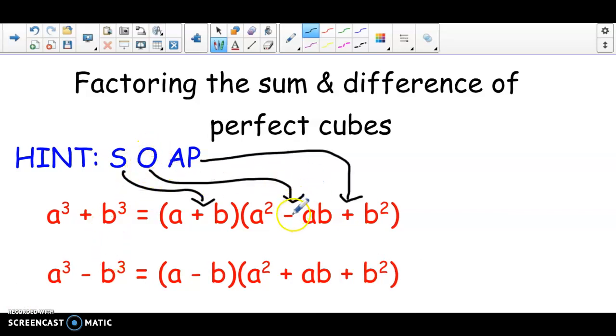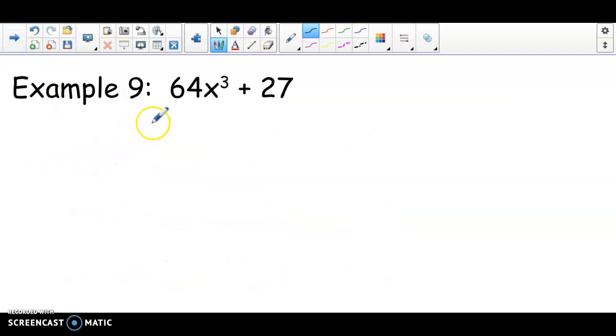So the second sign is going to be the opposite from what the original one was, or from what's in the first parentheses. And then the last sign in your trinomial is always positive. Same sign, opposite sign, always positive. And it doesn't matter whether it's the sum of two perfect cubes or the difference of two perfect cubes. If you remember SOAP, then you shouldn't have any problems with working out your examples.